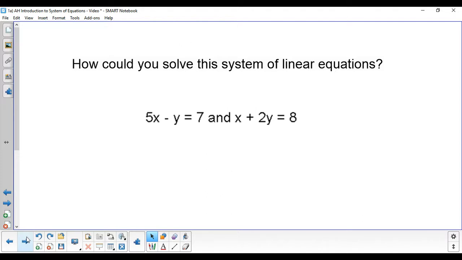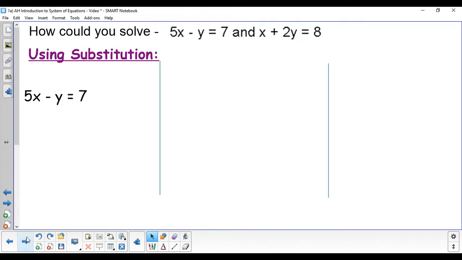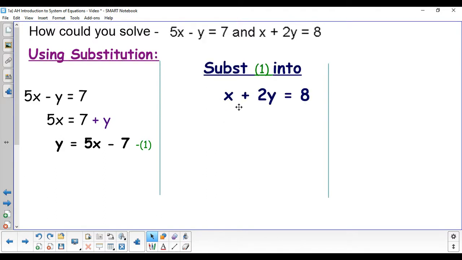You've actually got three options, so let's go through all three just so you're aware. So you could use substitution. If I was going to use substitution, I would rearrange one of them to make it a little bit easier. So because it's minus y, what I'm going to do is take that over so it's plus y, and then take the 7 off. So if I rearrange the first equation to y equals 5x minus 7, then what I could do is then use it and substitute it into x plus 2y equals 8.